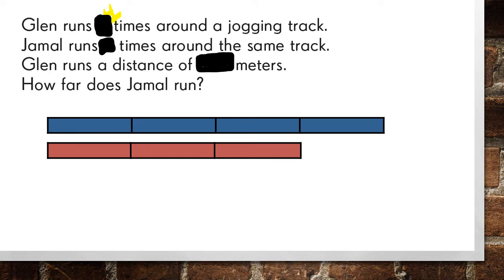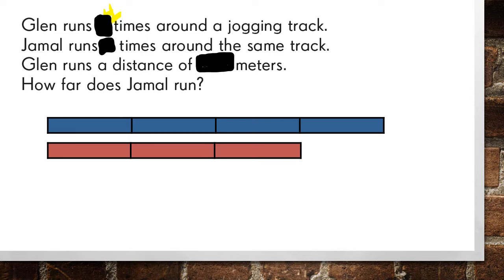So here for this problem, Glenn runs a number of times around a jogging track. Can you picture a track? It helps me to visualize that. Jamal runs a number of times around the same track. Okay, so they're running at the same place. Glenn runs a distance of a number of meters. How far does Jamal run?